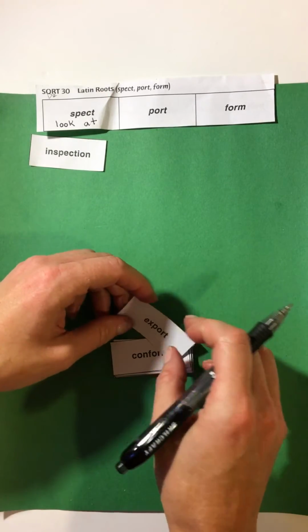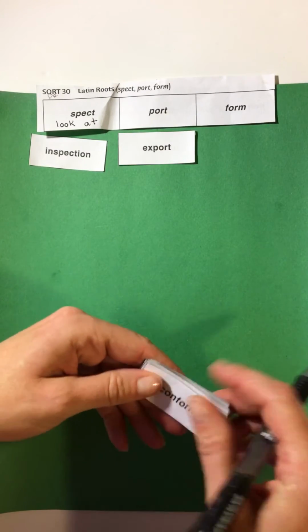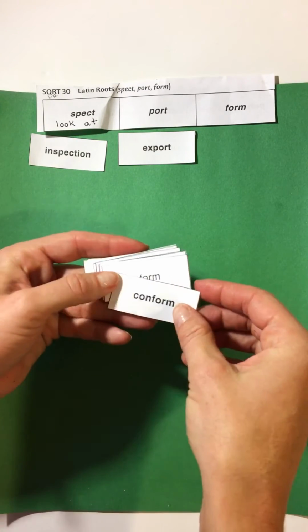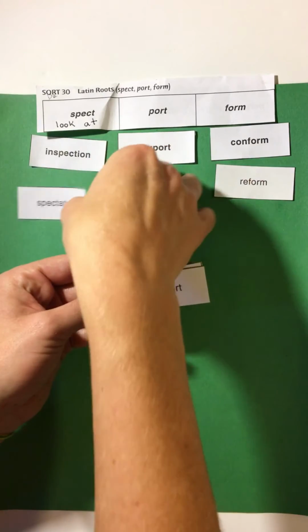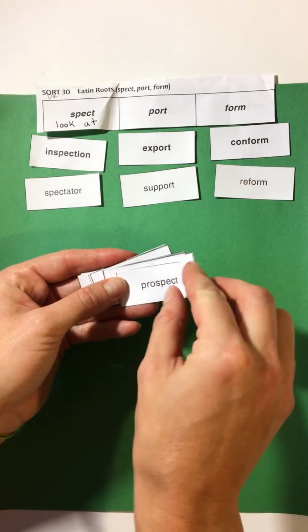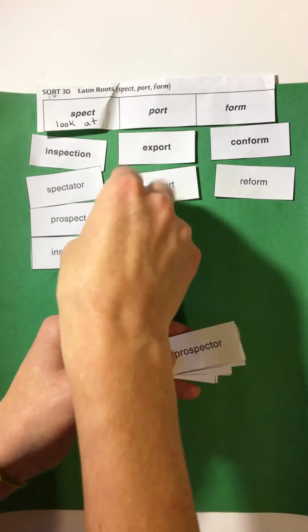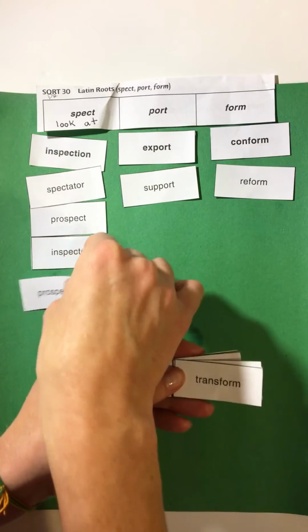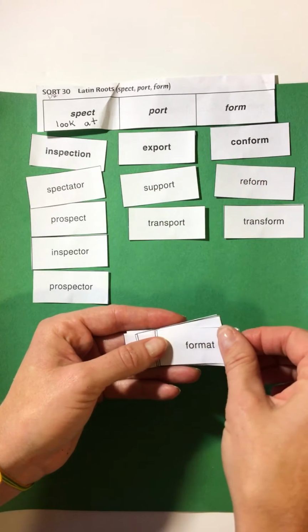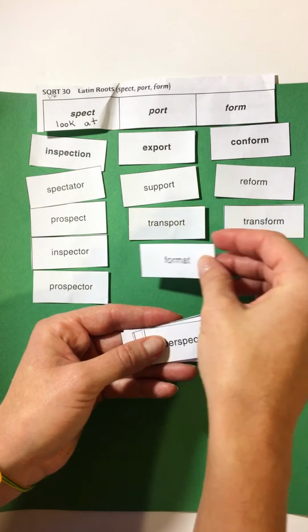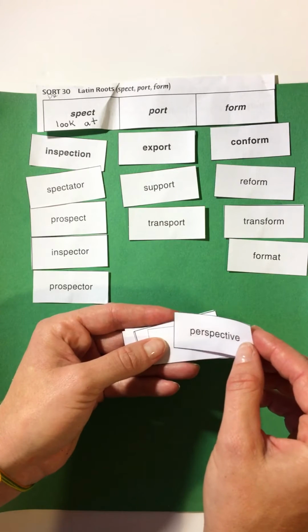Inspection. Now, let's see if we can figure out the rest. Port, export. I want you to think about what you think the meaning of these other two roots are. Conform, reform, spectator, support, prospect, inspector, a prospector, transform, transport, format. There we go, form is in there, it just doesn't quite sound the same.